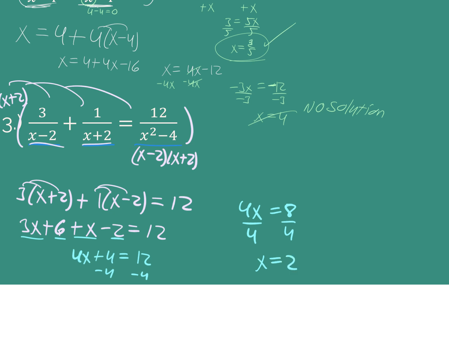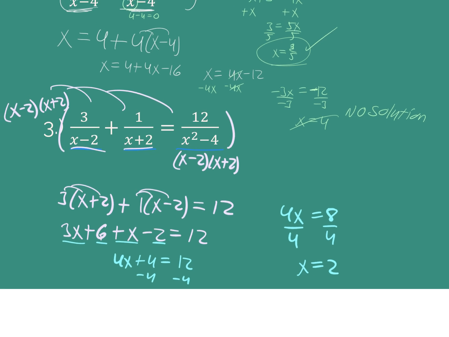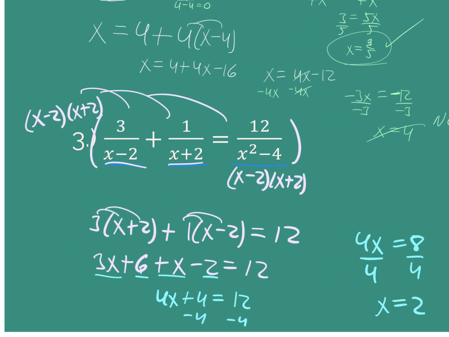All right, so all of our algebra was correct. But when you plug it back into the denominator, do we get 0 anywhere? We do. We get a 0 right here. When we plug it in here, we get 2 minus 2 equals 0, and that doesn't work.